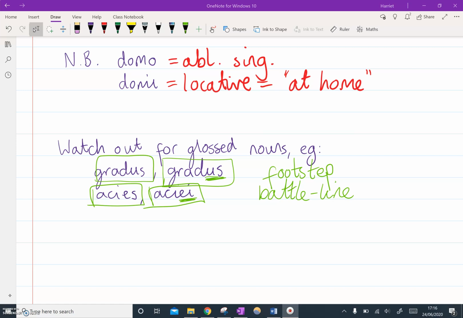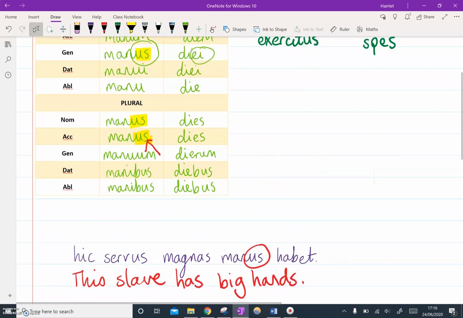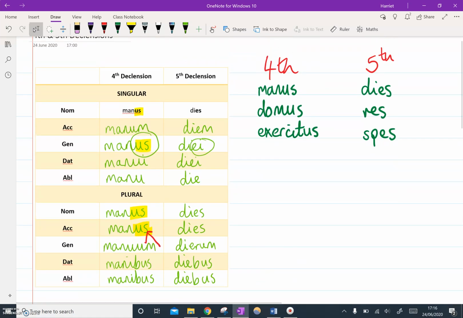So it's not too complicated, just a few little things to remember. And obviously the main thing is to have that table with those endings in. If you prefer just to write the endings and not the full words, that's fine. Whatever makes it stick best in your mind. And now it is going to be a case of learning those endings off by heart.